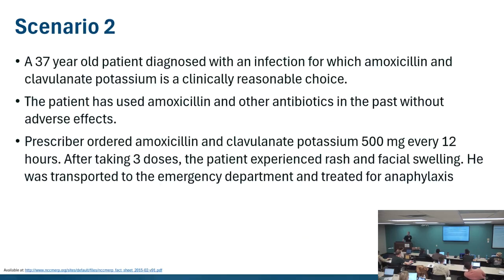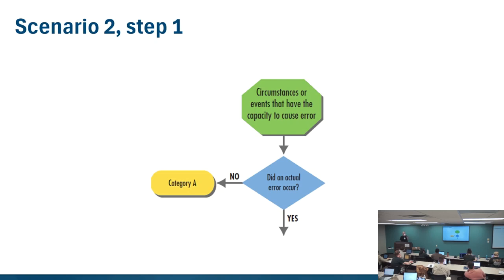All right. Scenario 2: a 37-year-old patient diagnosed with an infection for which amoxicillin and clavulanate potassium, or Augmentin, is a clinically reasonable choice. If you have to remember the brand name for Augmentin, just remember that it's augmented with clavulanate. That's the way I remember it. The patient used amoxicillin and other antibiotics in the past without adverse effects. Prescriber ordered Augmentin 500 every 12 hours. After taking 3 doses, the patient experienced a rash and facial swelling. Mind you, this is kind of me, right after the sulfa allergy. He was transported to the emergency department and treated for anaphylaxis. All right. Did an actual error occur? Nope.